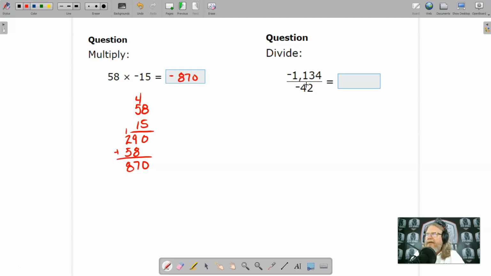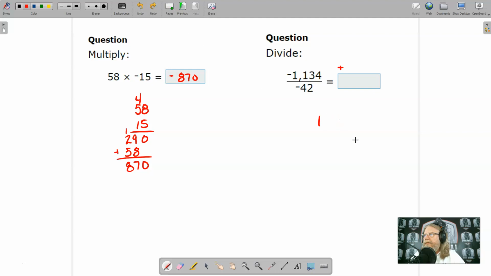All right, last question here. Negative divided by a negative, so they are the same signs. So the answer is going to be positive, so I want to keep that in mind. Now the next question is, how do I want to do this? I could go ahead and do 1,130, back.